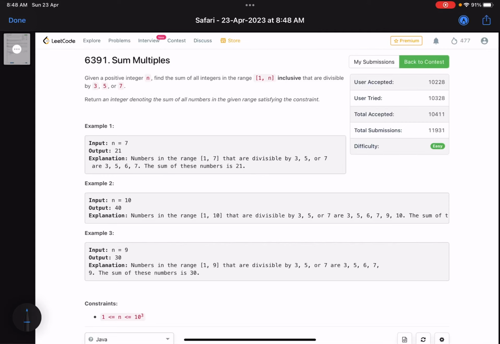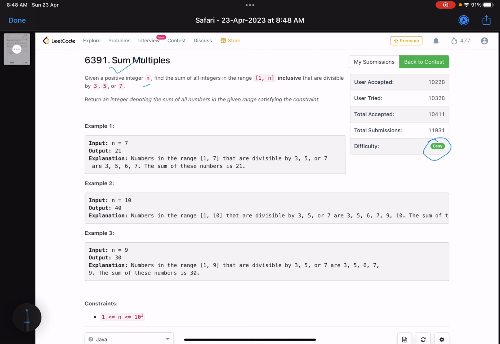So in this video, we'll discuss the second problem of Leetcode Weekly Contest 342. Again, it's an easy level problem. As I told, the contest that we are having today is relatively easy. A couple of easy problems and a couple of medium problems. So the problem name is Sum Multiples.